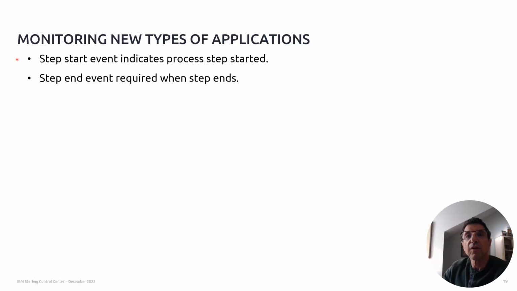Now, steps within processes, events for them are optional, but if you have activities within a process, then you should have a step start event and a step end event for each of those potentially long-running activities. And they should have the same proc ID, proc name, and node ID that your process events that they're to be correlated with have.